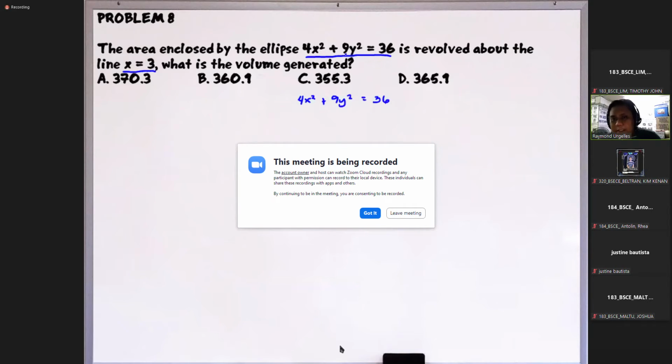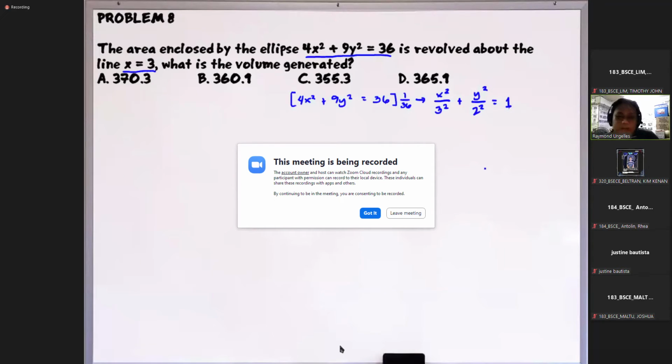So para mailipat natin sa standard form, we just need to make sure that the right-hand side, the constant term, is 1. No? So kaya to do that, we either divide the whole term by 36 or we can multiply this by 1 over 36. So then this will become x squared over 36 divided by 4 is 9. Diba? So 9 can be written as 3 squared. So then plus, okay, so we have y squared over 36 divided by 9, that's 4. So 4 can be written as 2 squared. Diba? So then this is equal to 36 divided by 36. So we have 1. Diba?